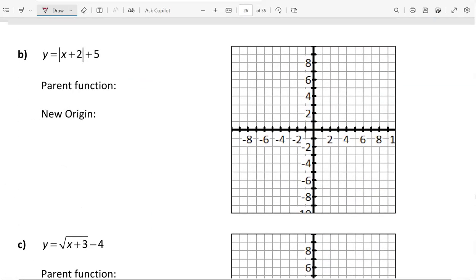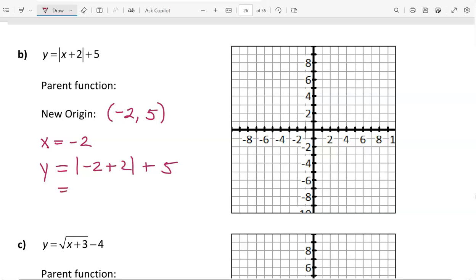All right, let's try in B an absolute value function. If we have an x plus 2 on the inside of the absolute value, that means the new origin's x value is negative 2. If we have a plus 5 on the outside, that means that the new origin's y value is positive 5. One other way that you can think about this is if x is equal to negative 2, then y is equal to the absolute value of negative 2 plus 2, which is the absolute value of 0, plus 5, or 5.